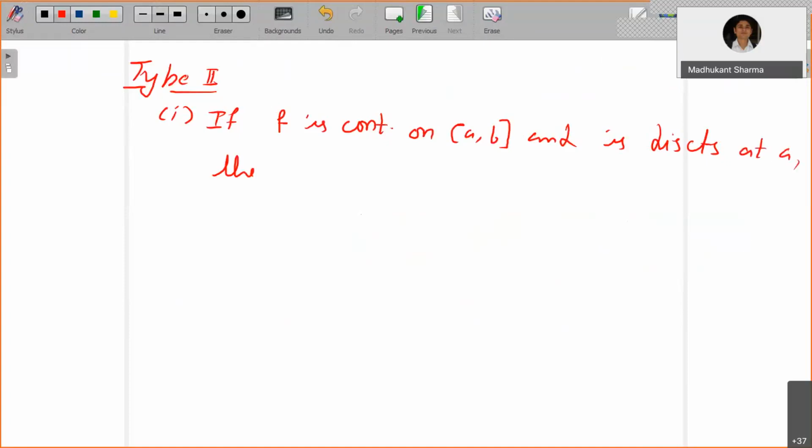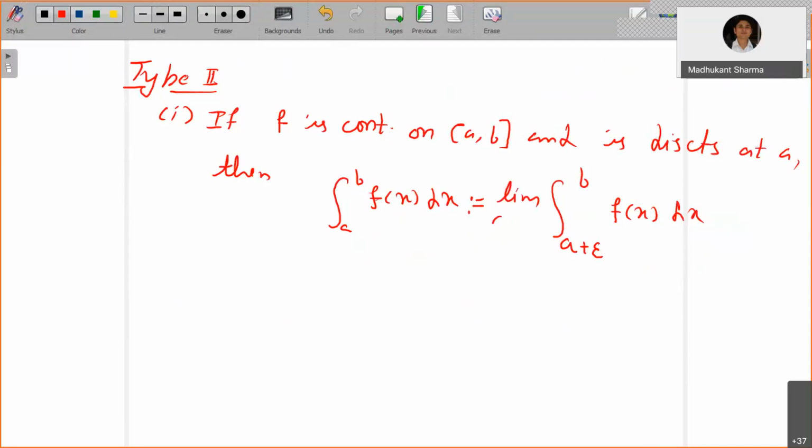the integral from a to b of f of x dx is defined as follows. This is certainly defined from a plus epsilon to b, whenever it is defined on the closed interval a to b, for any epsilon greater than 0. So it is the limit as epsilon tends to 0 of the integral from a plus epsilon to b. You evaluate this integral and then apply the limit as epsilon tends to 0.